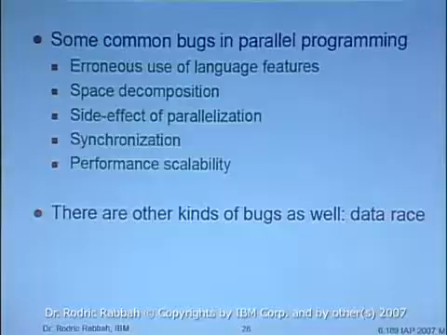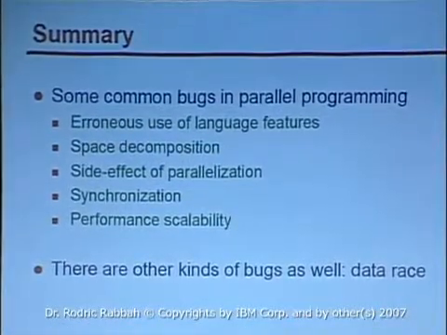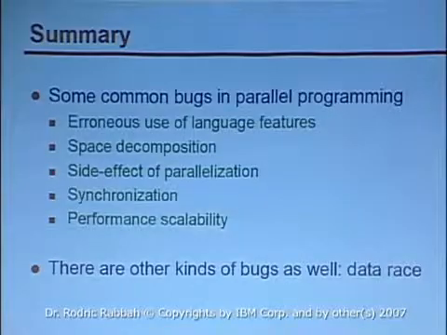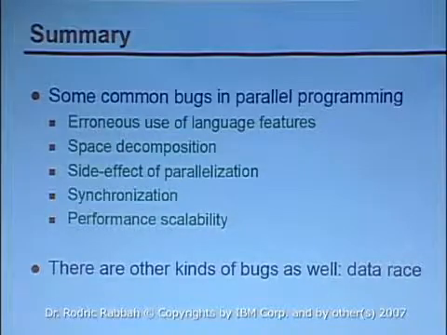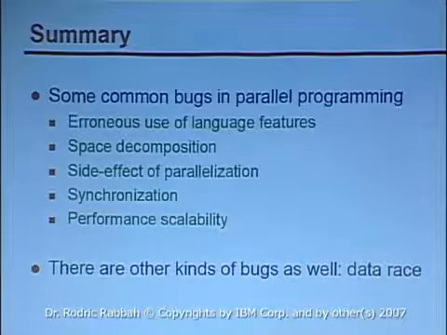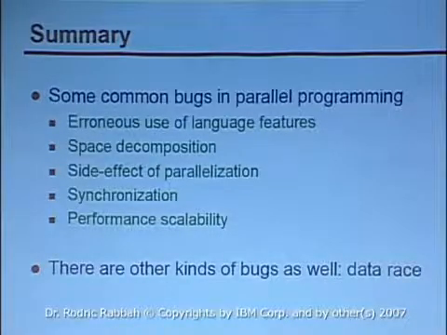So in summary, there are lots of different bugs that you might come up with. There are a few that I've identified here, some common things you should look out for. The erroneous use of language features, where you understand only a few basic concepts of the entire language extension set that you have. Space decomposition, side effects from parallelization. Don't ignore the sequential code. And then the last one is trying to understand your performance scalability.